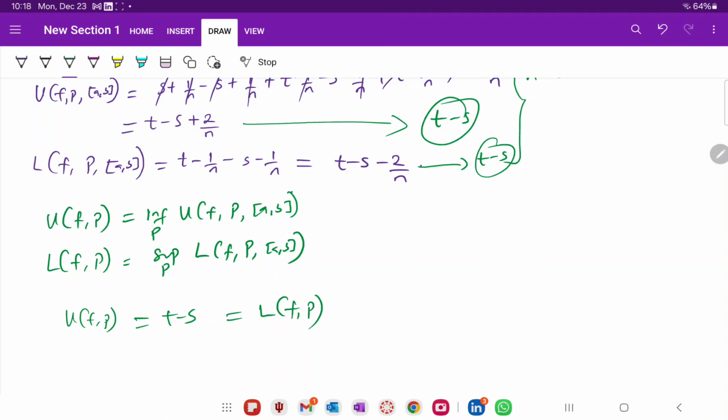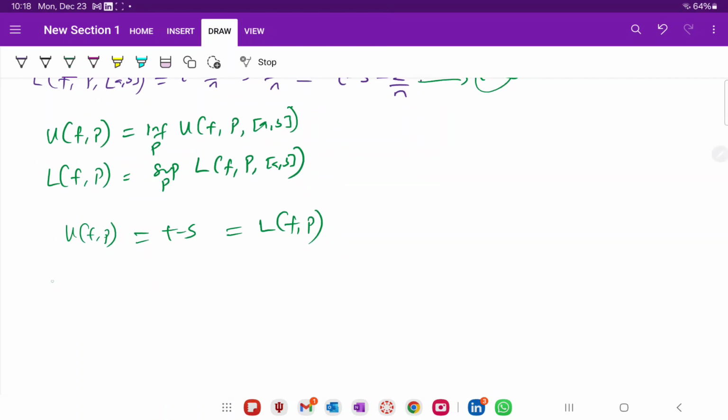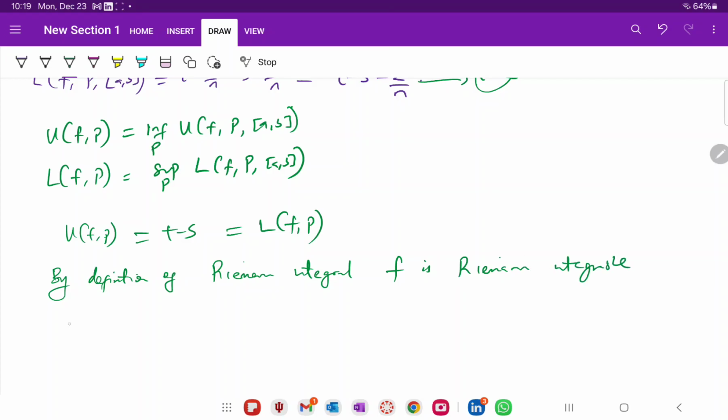So that means that the upper Riemann integral is equal to t minus x, and the lower Riemann integral is equal to L(f, P). So by definition of Riemann integral, f is Riemann integrable, and the integral over [a, b] of that function also equals t minus x. And that completes our proof.